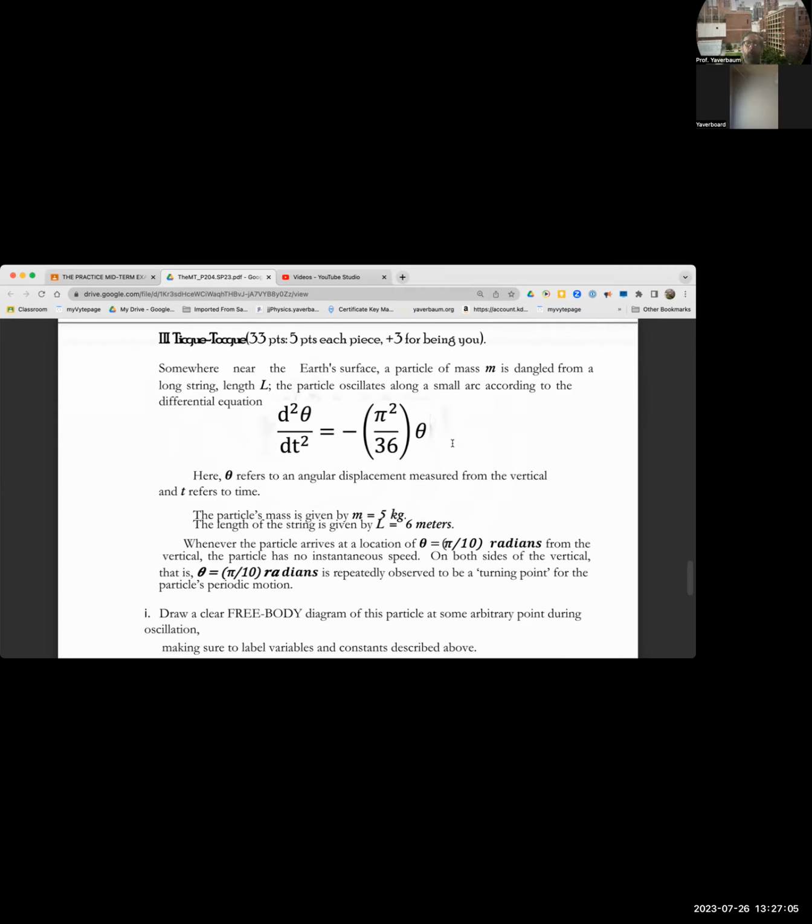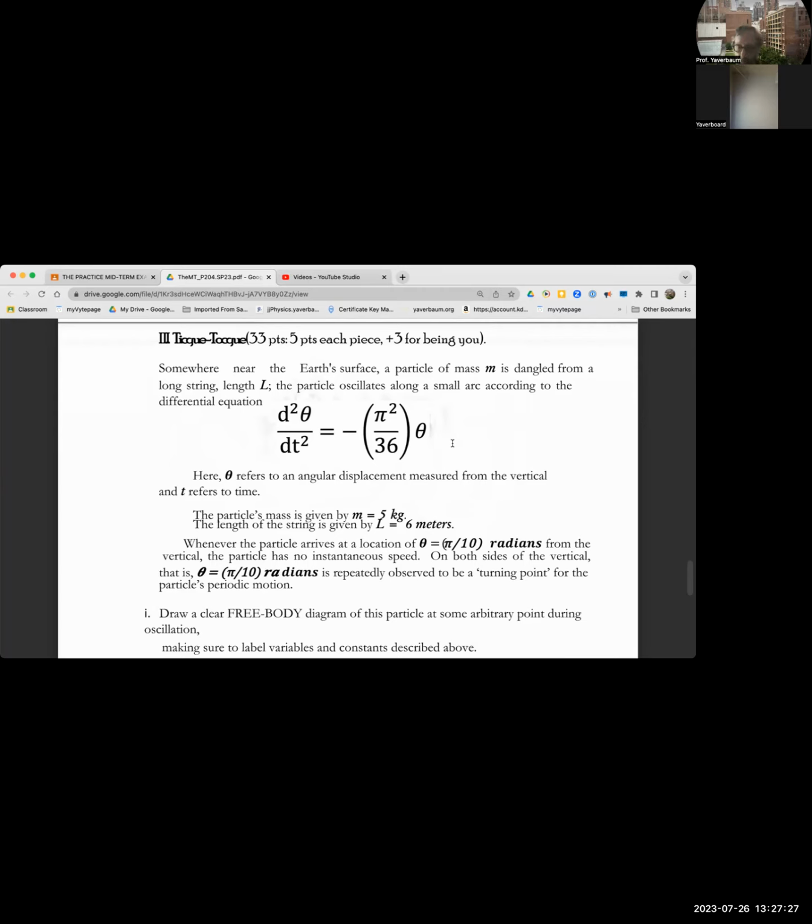It's literally telling you that the place where the particle has no instantaneous speed, the turning point, the place where it comes to rest, slows all the way down and then starts speeding up again, the end point, the amplitude point, that point is pi over 10 radians. So that's your theta naught.